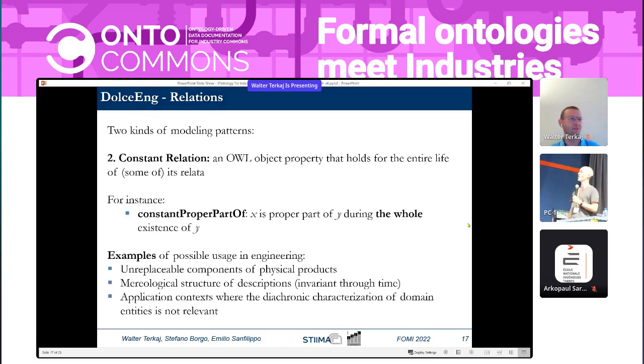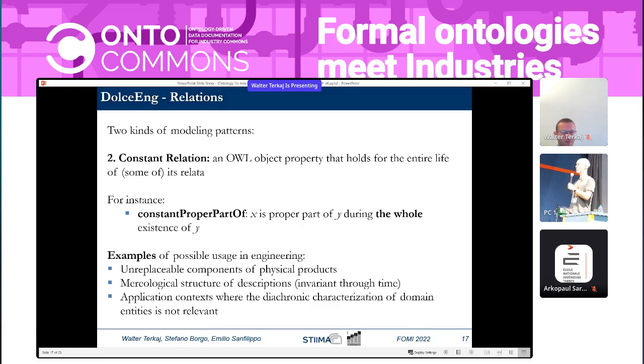Okay, nice, thank you. So the second pattern that we use is where we have relationships which are called constant relationships. A constant relationship is a binary relationship, so it's treated as an object property, but it is meant to hold for the entire life of some of its related entities. For instance, constant proper part of tells us that X is a proper part of epsilon for the entire life of epsilon. So epsilon is a whole entity which cannot change its parts. Of course, this is a trade-off that we sometimes have to take.